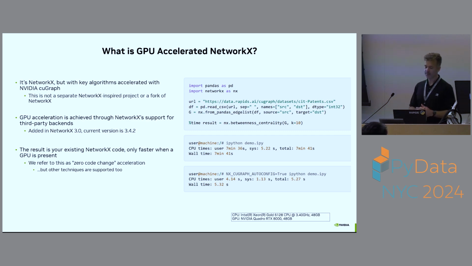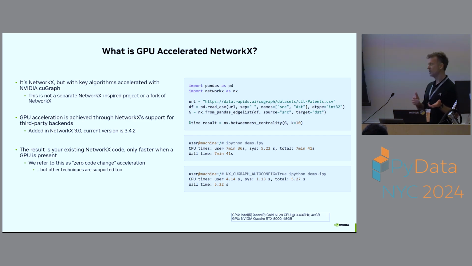So yeah, what is GPU accelerated NetworkX? I want to emphasize that it's NetworkX, but with key algorithms accelerated using NVIDIA cuGraph, which is part of the RAPIDS project. It's not a separate fork of NetworkX that we changed to do GPU calls, or even a separate library that was kind of NetworkX inspired. We did try that, and I will talk about that a little bit. But this is actually NetworkX, the same NetworkX you install when you do install NetworkX. That's the foundation of the whole thing.